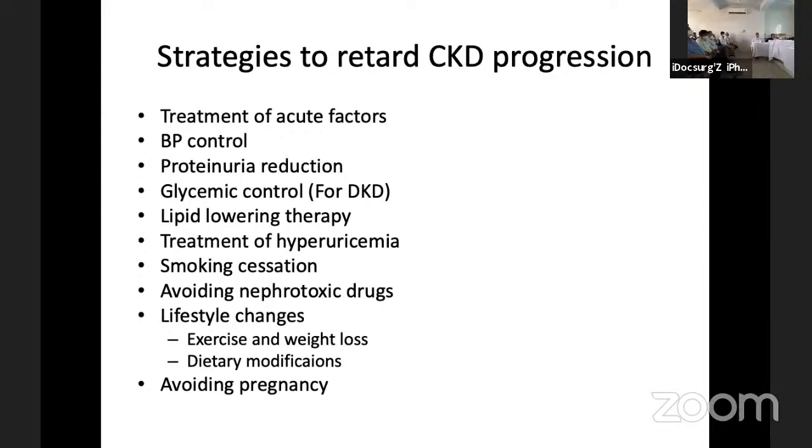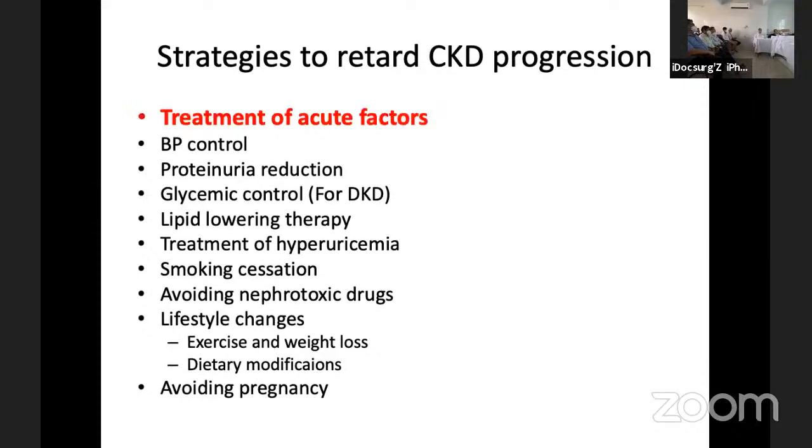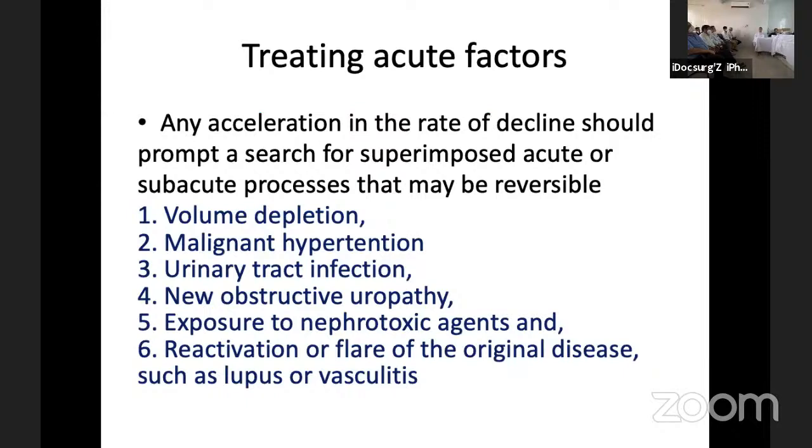So what are the strategies? First is treatment of acute factors. This is very important. Many times we have acute on chronic kidney disease. A patient has baseline chronic kidney disease, and on top of that, he develops acute decompensation. So any acceleration in the rate of decline should prompt the treating doctor to look for a superimposed acute or subacute process that may be reversible. So if you treat these acute factors, the GFR may improve.